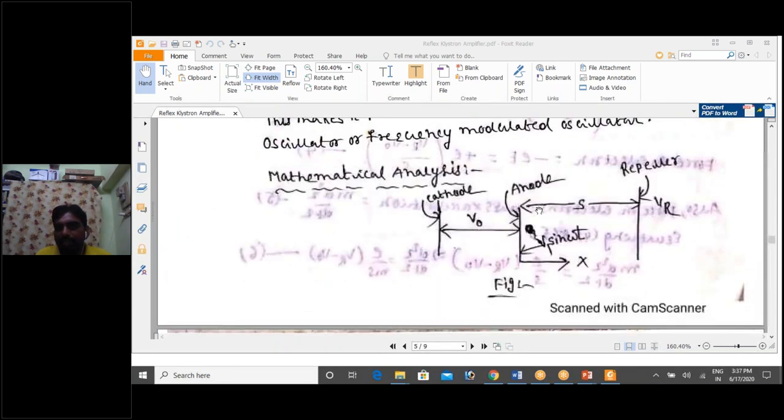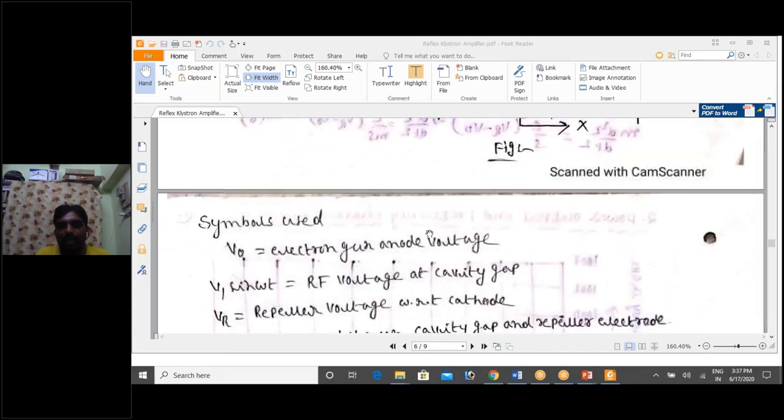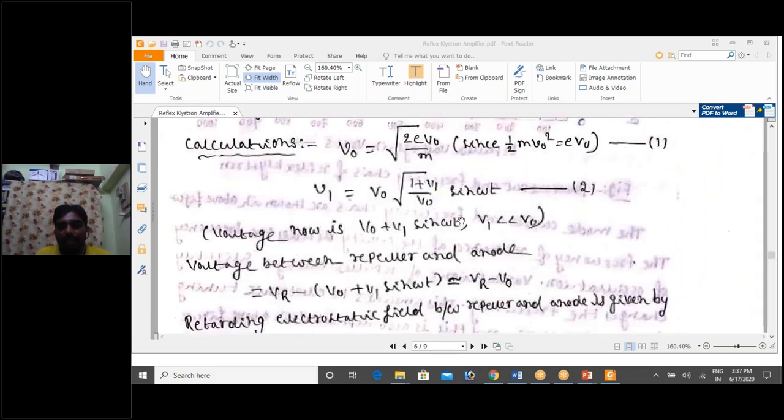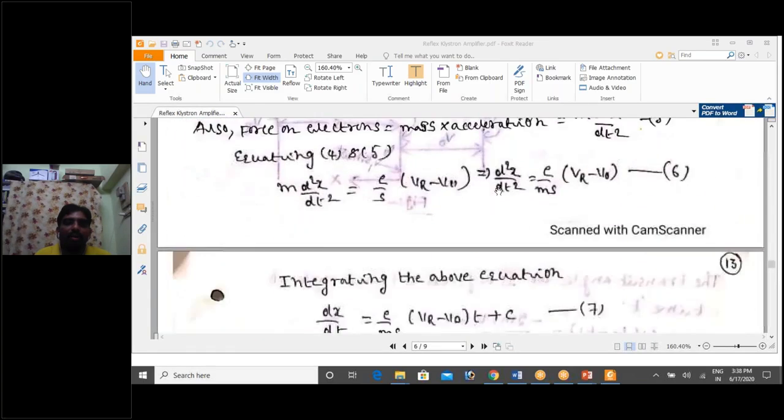Next, this is the mathematical analysis. We take the equilibrium condition, where static energy should be equal to kinetic energy. From our basic equation, V0 equals the square root of 2eV by m. Your RF voltage signal is V1 equals sin omega t. This was already told, according to the equilibrium condition, and this is your signal transmitted. Then we can solve.